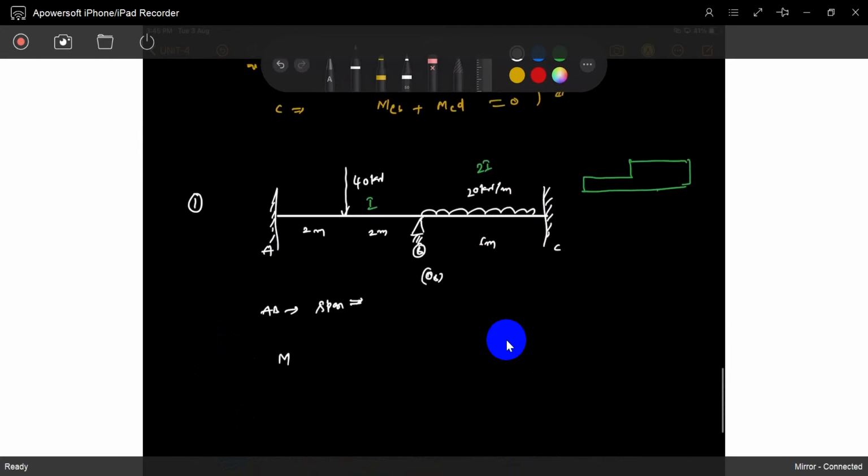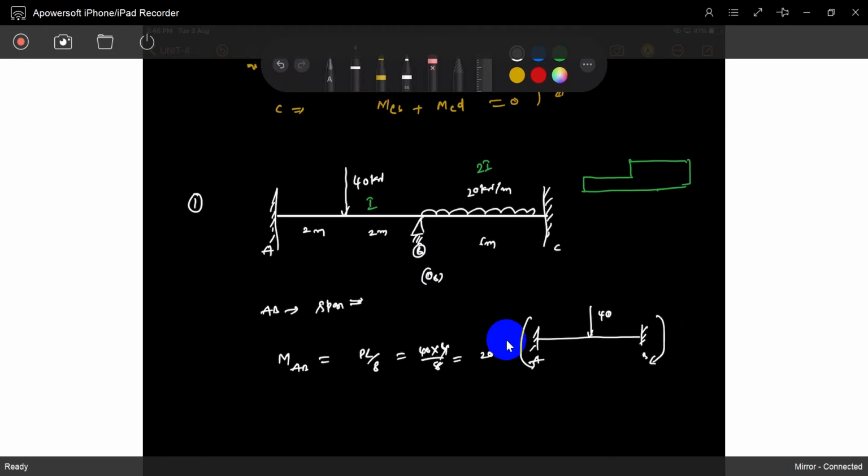So first I will take fixed end moments. Fixed end moments means first I will take B also as fixed. I will take only span AB, which experiences 40. What is the fixed end moment MAB? We already know it: PL by 8. So 40 into 4 divided by 8, how much? 20. MAB will come like this, MBA like this. Understood?